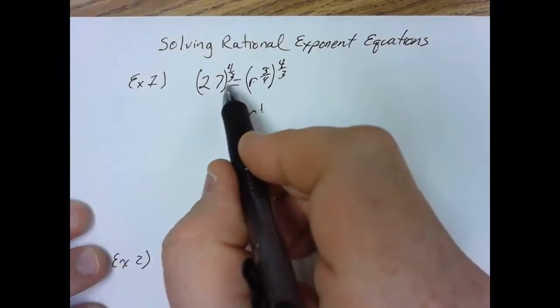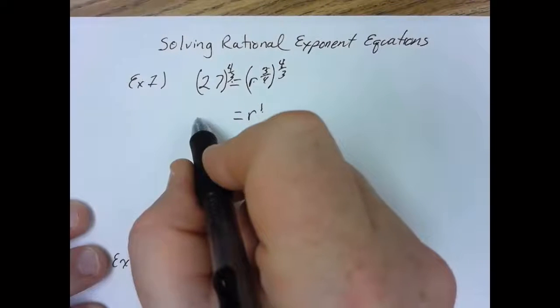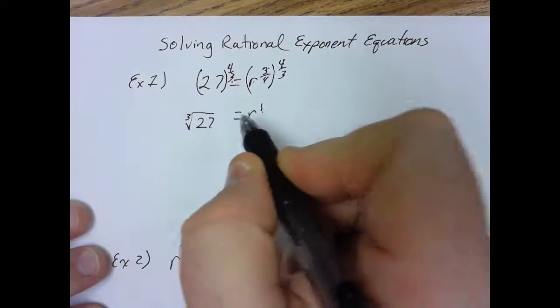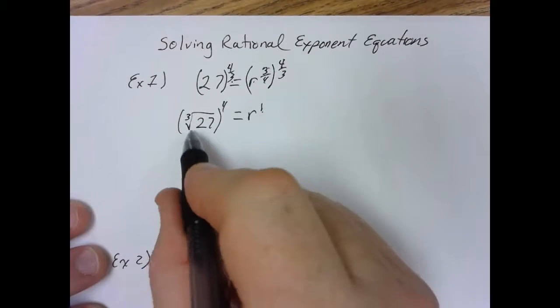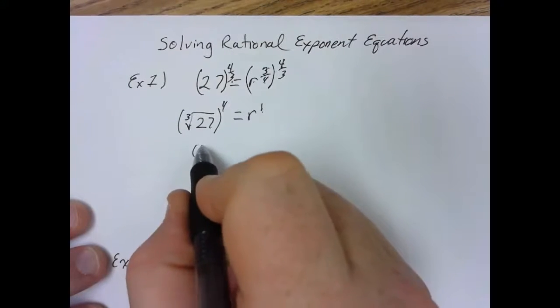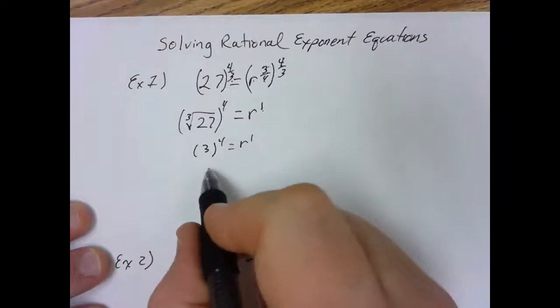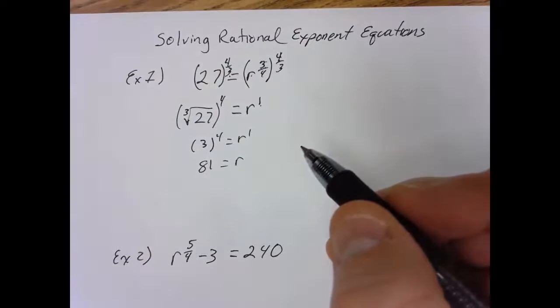Now 4/3 power means the third root raised to the fourth power. So I can rewrite that as the 27 under a cube root, third root, and then raise it to the fourth power. If I take the cube root of 27, we end up with a 3 raised to the fourth, and then 3 to the fourth power gives us 81, so r to the first should give us 81.